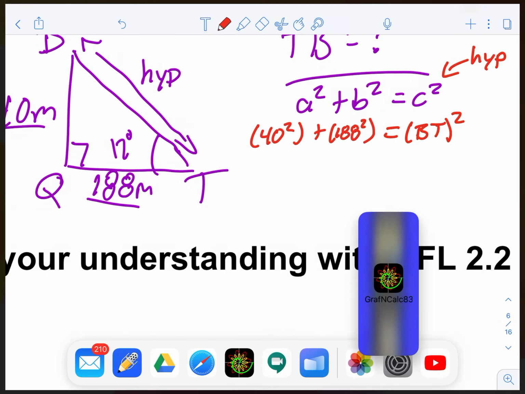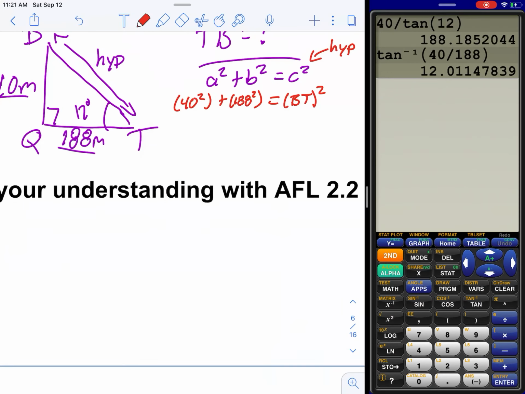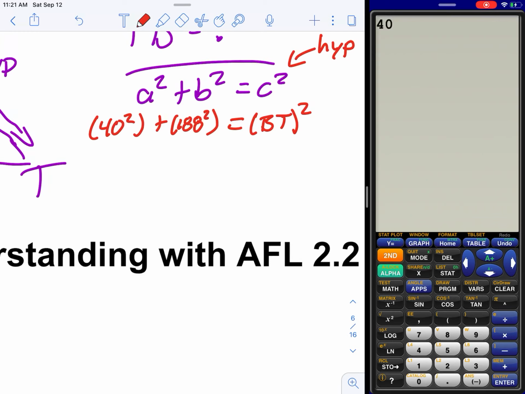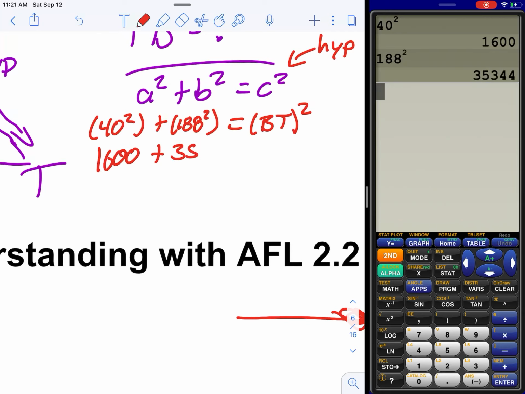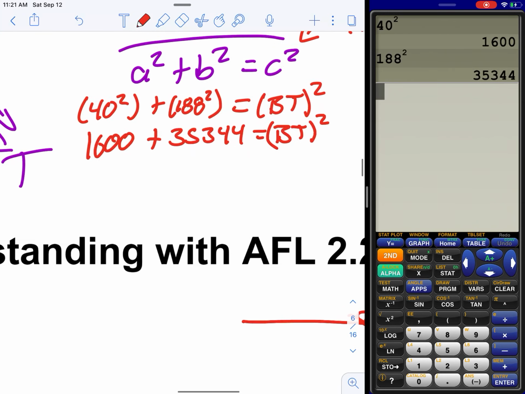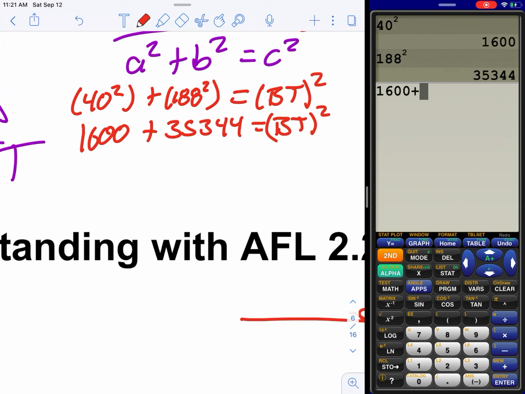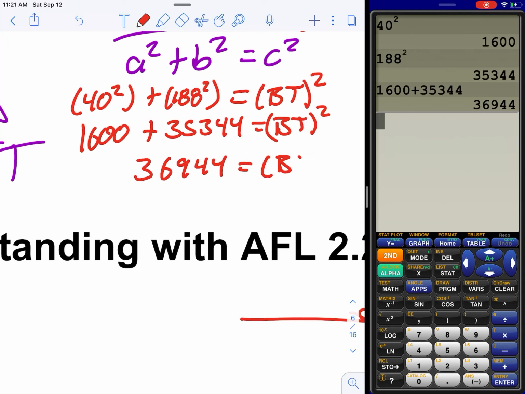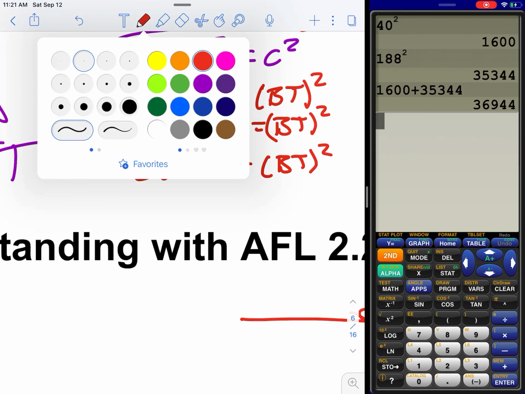So let's plug these into our calculator. So 40 squared, remember your square button is found right there, okay? 40 squared gives me 1600, plus 188 squared gives me 35,344. And here we can add those two together. So 1600 plus 35,344 gives me 36,944. And that's BT squared.